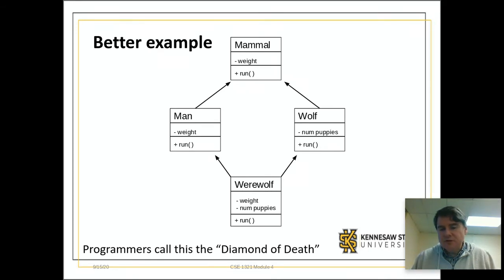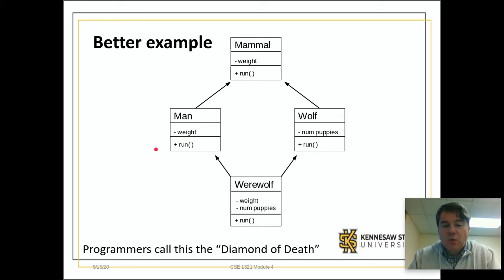Well, to remind you of why this is a problem, and why they chose not to allow you to inherit from more than one parent, we have this example where we have a man and a wolf, and they are both inheriting from mammal. This is allowed. We can have more than one class inherit from a parent. And in this case, there is a run method, which is public, and both man and wolf have overridden that. We know that because it's listed here in the UML, and it wouldn't be listed unless it had been overridden.